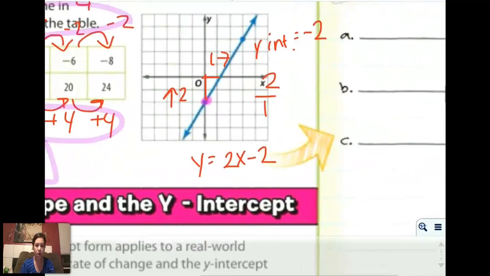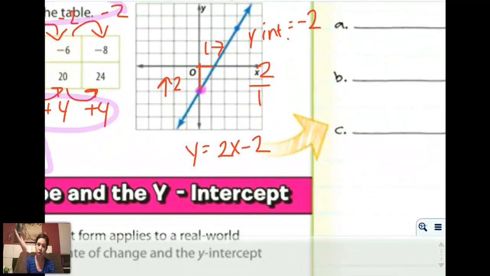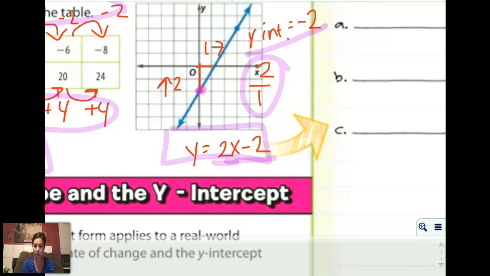On the graph, I right away saw that it was crossing at negative 2, which is why I wrote that over there. And then I just counted, rise over run. It was going up 2 over 1. So my slope was 2 over 1. And so I plugged it in. Y equals my slope, which is 2x. And then my y-intercept is negative, so it's going to be minus 2. And those are my 3 equations.